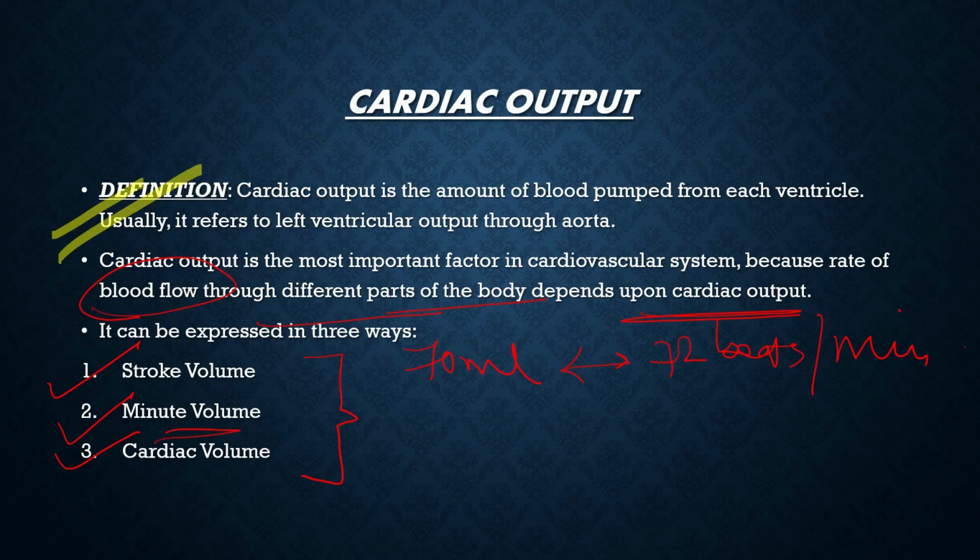Now comes the minute volume. What is minute volume? It is the amount of blood pumped out by each ventricle in 1 minute. In the last one we heard about each beat, and now it's in 1 minute, so there's a difference. Minute volume can also be represented as the product of stroke volume and heart rate: stroke volume, let it be SV, into heart rate. So what is the approximate value of minute volume? It is 5 liters per ventricle per minute.